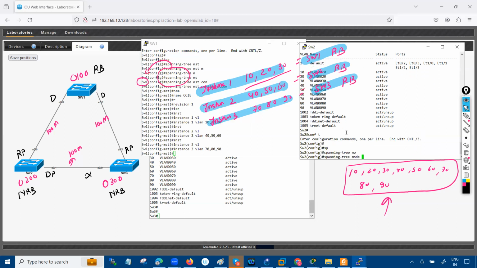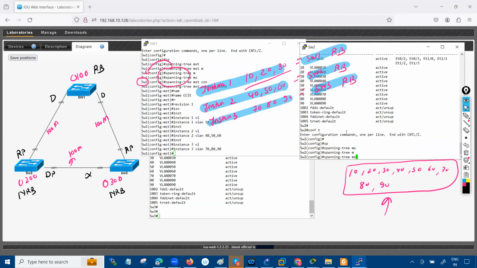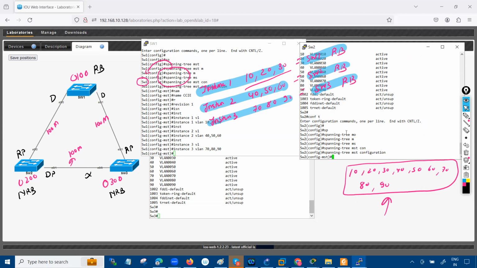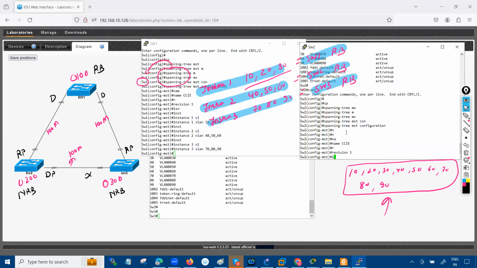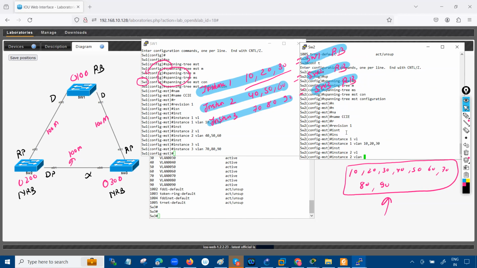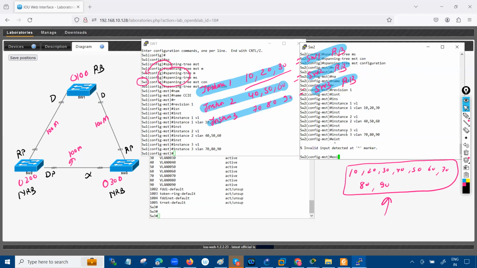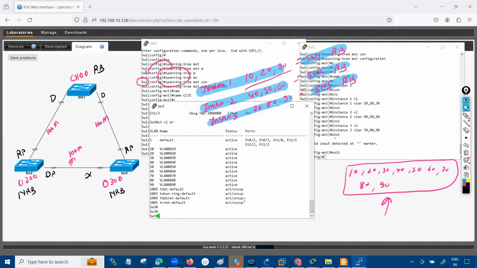Spanning tree mst configuration. You need to first go into the configuration mode. I say the name will be CCI. Make sure that these all are the same name. Revision will be 1. Instance 1, VLAN numbers 10, 20, 30. Instance number 2, VLAN numbers 40, 50, 60. Instance number 3, 70, 80, 90. That's done. Same configuration I'm going to do on our switch 3 as well.